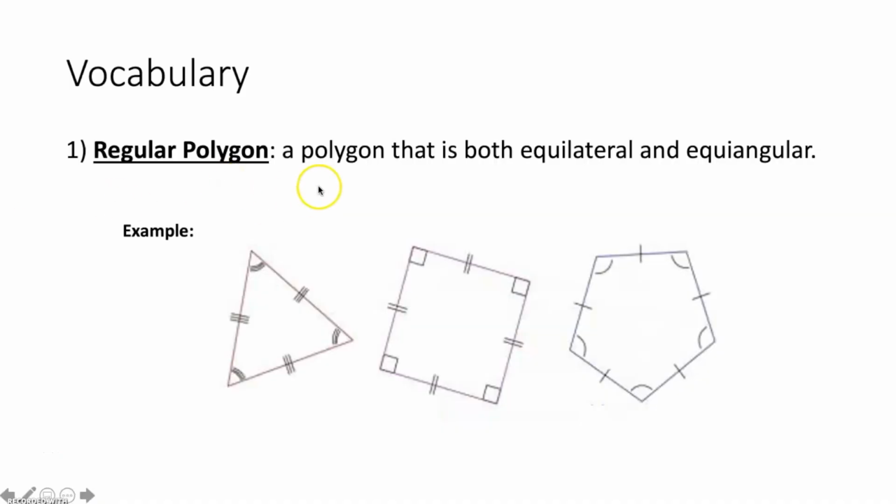First thing we're talking about is a regular polygon. That would be a polygon that's both equilateral and equiangular. We've talked about this before, but it's worth mentioning again because that's what we are finding the area of today, regular polygons. Again, a regular polygon has all sides congruent and all interior angles congruent.